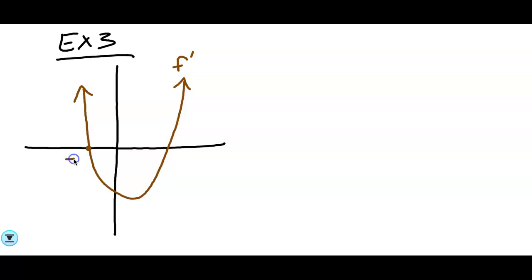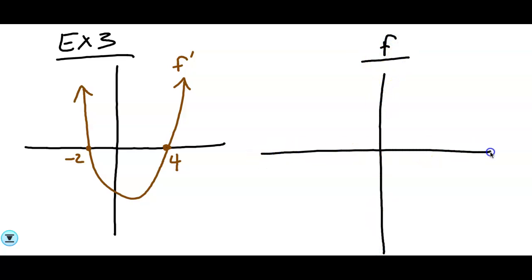So we're going to call that -2. We're going to call this +4. All right, so I'm going to let you guys kind of walk me through this one a little bit. So that's the graph of f prime. I want a graph of f now.